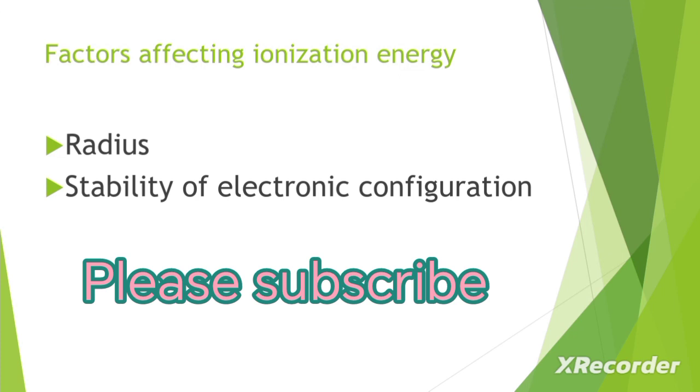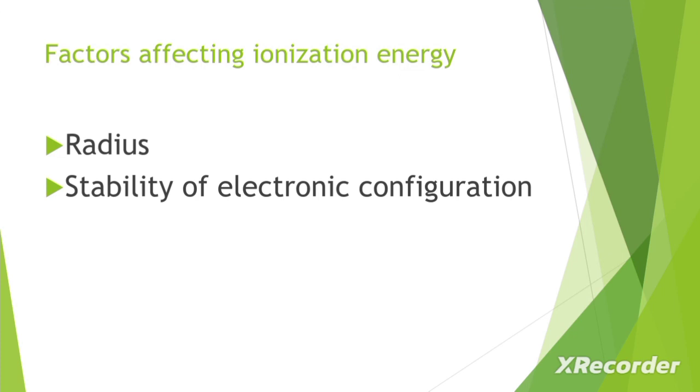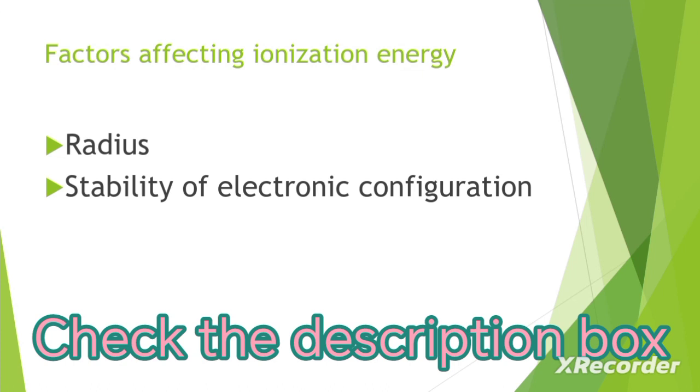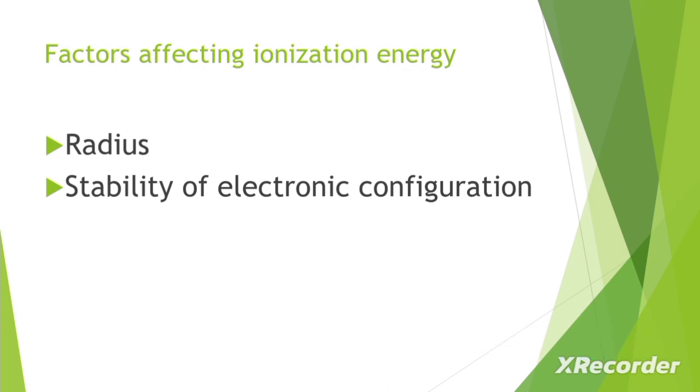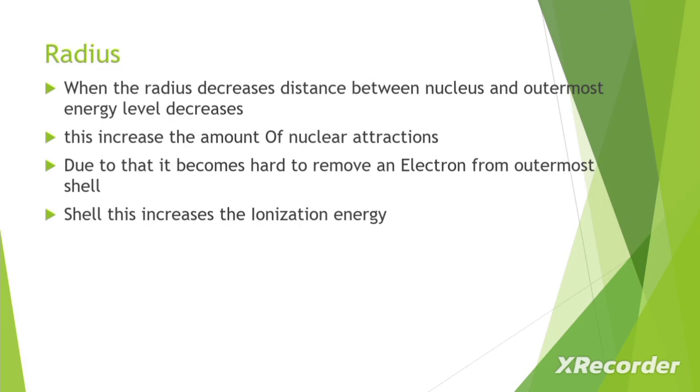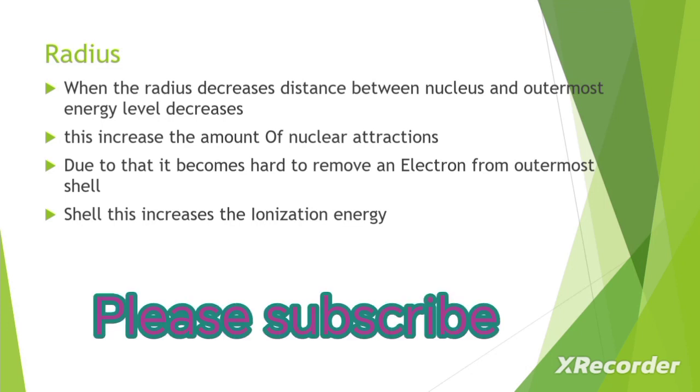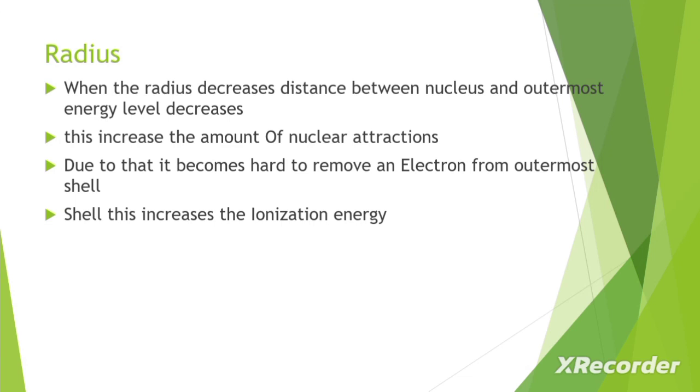There are 2 factors affecting the ionization energy. They are radius and the stability of electronic configuration. The factor affecting the first ionization energy is radius. I have mentioned it as radius because cation radius and atomic radius both affect ionization energy.